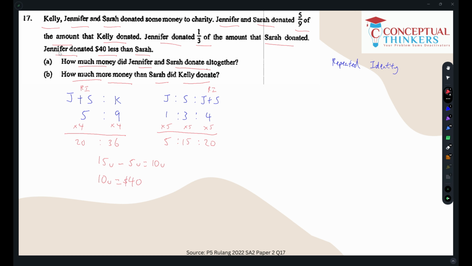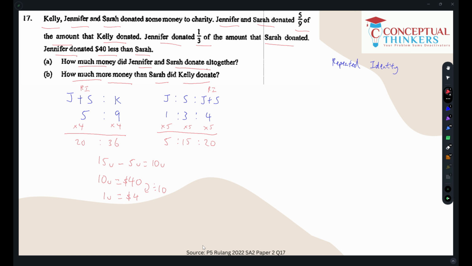Okay, because that is the difference between Jennifer and Sarah. So based on this, my 1 unit will be equal to 4 because I'm dividing by 10. Okay, so when you do a problem sums, the ideology is to actually create the value for 1 unit. So when you have 1 unit, then you can look at what is asked from you by the question.